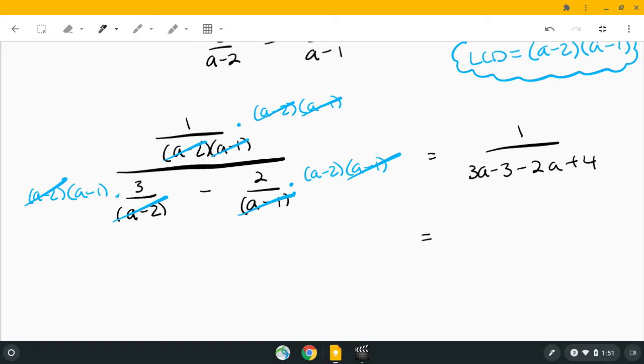All right. And then here we get 3a. Oh, no, actually, we get 3 minus 2, that's 1a. And then -3 plus 4 is 1. So that is our final answer here.